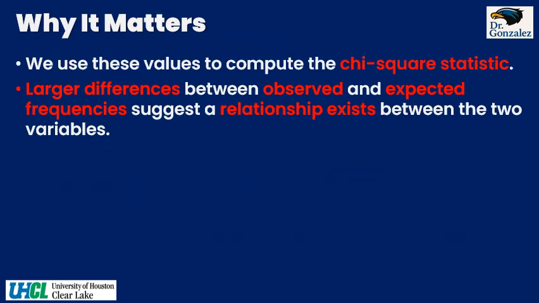So why does all of this calculation stuff matter? We use those values to calculate our chi-square statistic, and the larger differences we get between observed and expected suggests that a relationship exists. It makes sense thinking about it, right? If there is a relationship between certain variables, and say the drug does help you make better decisions in a chess match, then you would expect to see more wins in the group that was receiving the experimental drug.